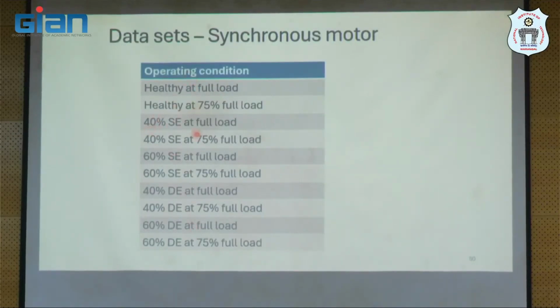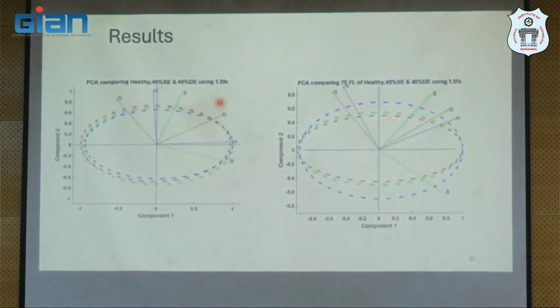Now I have tested static eccentricity and dynamic eccentricity with the same approach. Alpha beta is extracted for a specific harmonic component for each of these data sets, and then principal component analysis is done on the alpha beta currents. And you see that if Fs is the supply frequency, let's say 60 Hz, when I use the 90 Hz component, which is 1.5 times Fs, I can get very clearly dynamic eccentricity to be on one side of healthy and static eccentricity to be on the other side of healthy.